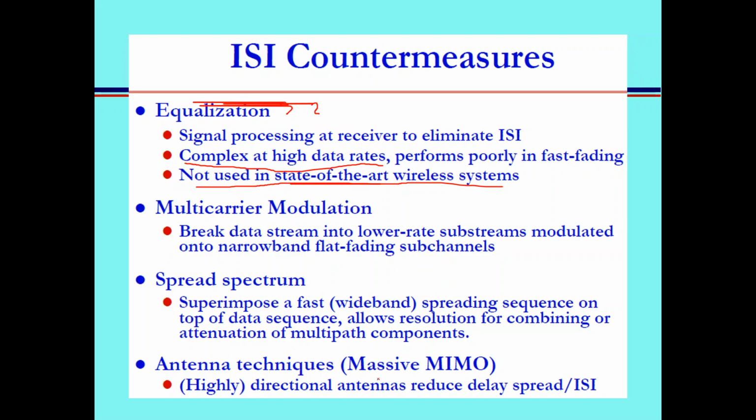Antenna techniques like massive MIMO. When we have, for example, directional antennas, it means they are not transmitting in all directions. When you have directional antennas, your signal is limited within the beam. So it does not go back and hit the building and go to the receiver. So your delay spread automatically reduces. If your delay spread reduces, the intersymbol interference between the adjacent symbols reduces.